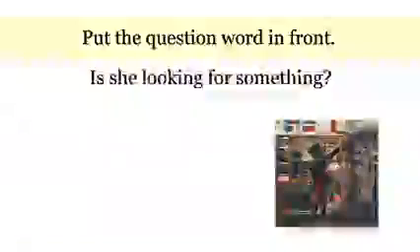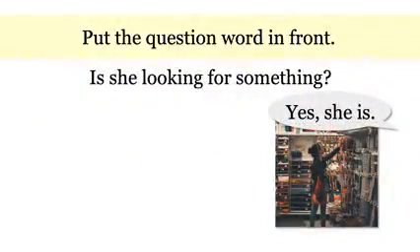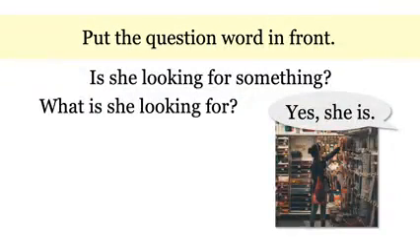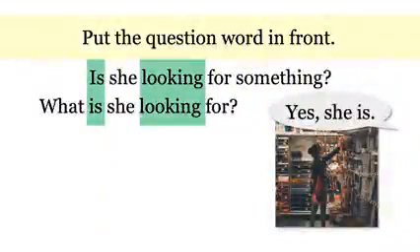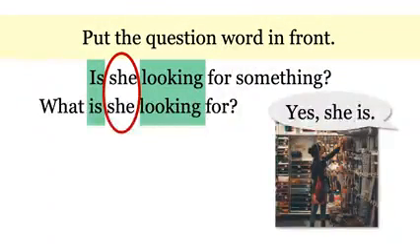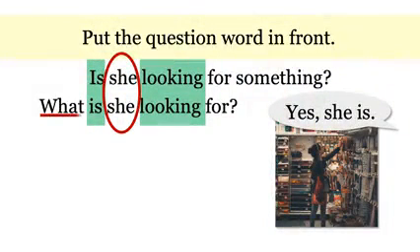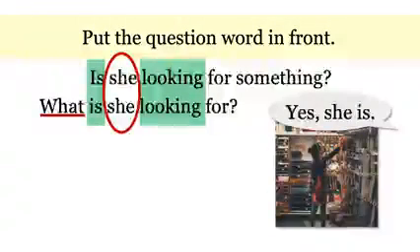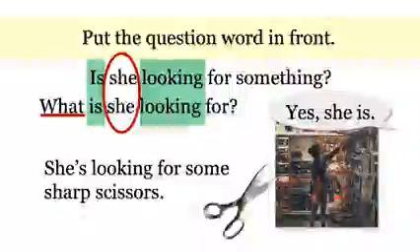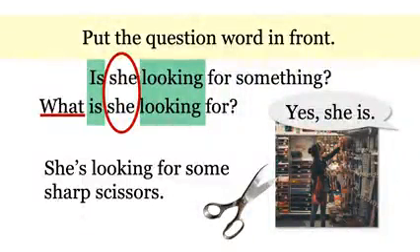Is she looking for something? Yes, she is. To form the information question, start with the question word. What is she looking for? Do you see? The questions look almost the same. There's a be verb and there's a verb with ing, and the subject is between these two. The information question also has a question word at the beginning. What is she looking for? She's looking for some sharp scissors.